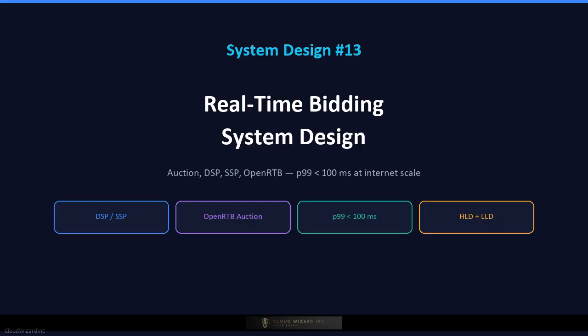Welcome to Cloud Wizard. In this video, we are doing a complete deep dive into real-time bidding, the system that decides which ad you see in the next 100 milliseconds every time you load a web page or open a mobile app. RTB is one of the most latency-sensitive distributed systems ever built at internet scale. If you have ever wondered how Google AdX, The Trade Desk, or AppNexus run programmatic auctions, how DSPs submit bids in under 100 milliseconds, how SSPs maximize publisher revenue, or how OpenRTB defines the protocol that ties it all together, this video is for you.